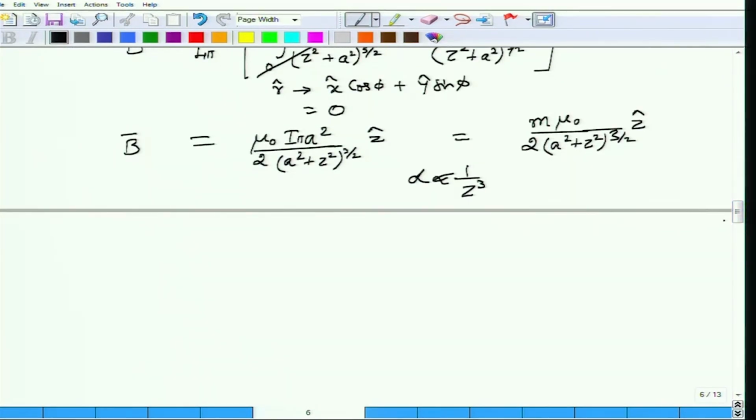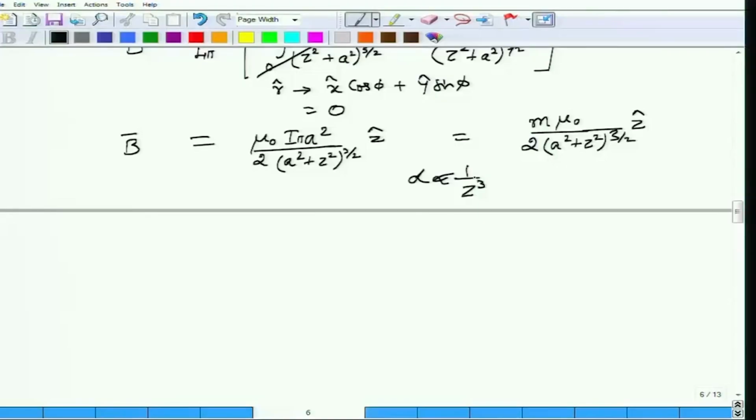There was a situation where you had two charges, one charge plus q and another charge minus q, and if you looked far away from the charge configuration, you found that the electric field was decaying as 1 by r cube, so 1 by distance cube. A similar thing you will see over here. The field on the axis is decaying as 1 by z cube.